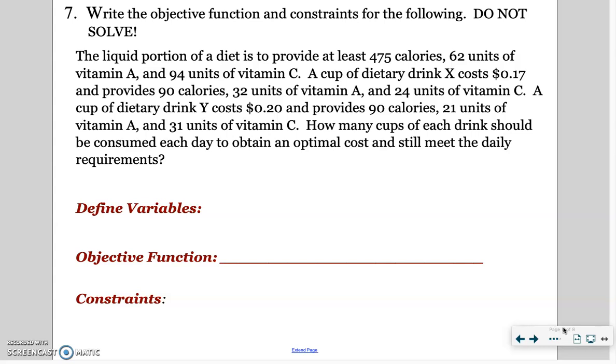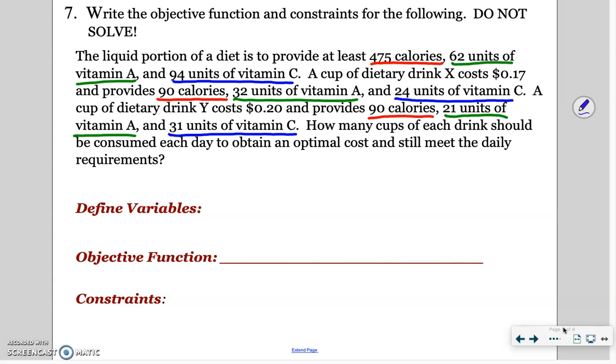Reading through, it says that the lipid portion of a diet is to provide at least 475 calories, 62 units of vitamin A, 94 units of vitamin C. So every day that's what we're supposed to obtain at a minimum. A cup of dietary drink X costs 17 cents, provides 90 calories, 32 units of vitamin A, and 24 units of vitamin C. A cup of dietary drink Y costs 20 cents, also provides 90 calories, 21 units of vitamin A, and 31 units of vitamin C.